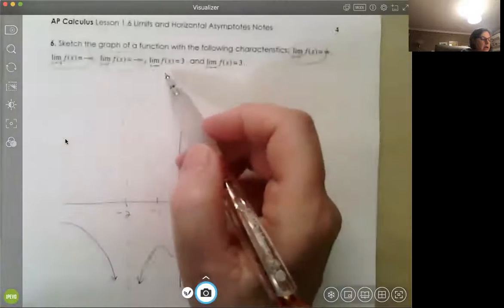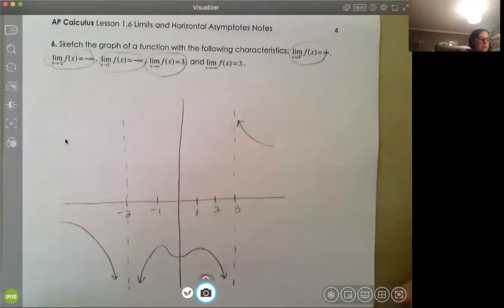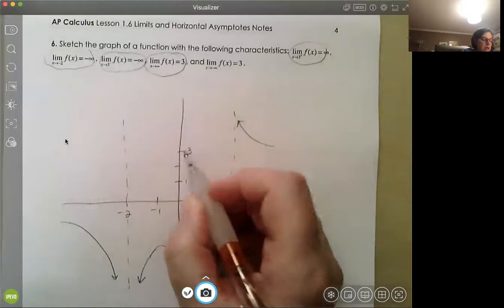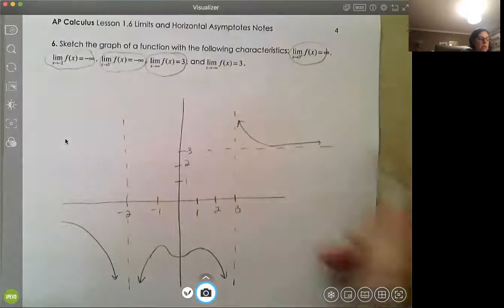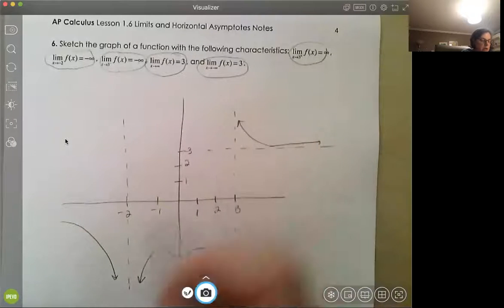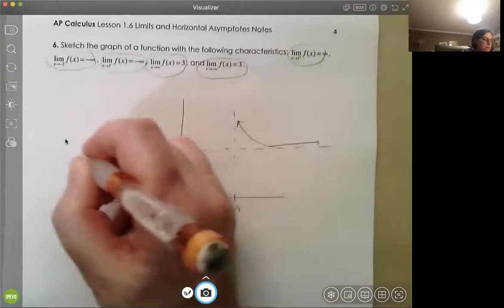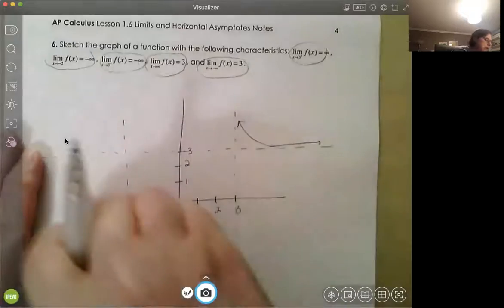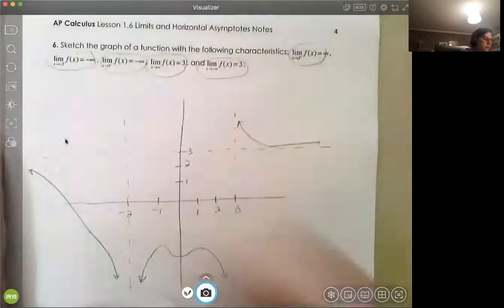All right, so I still need to do this one. The limit as x goes to infinity is 3. That sounds like a horizontal asymptote. So it's approaching 3. As I go to minus infinity, it's also approaching 3. But notice I'm down here this time, so it's going to be approaching 3 from below, it looks like. And so just make that kind of a smooth curve approaching 3.